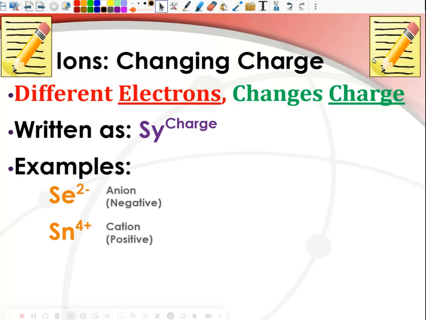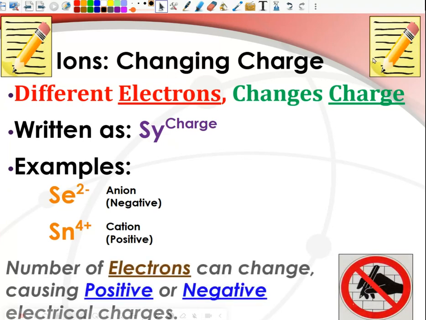The 2- is an anion because it is negative, and the 4+ is a cation, which is positive, because cations are always positive. Changing those electrons will give us positive or negative charges.